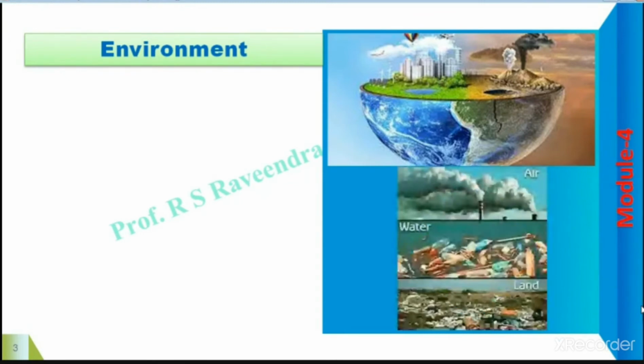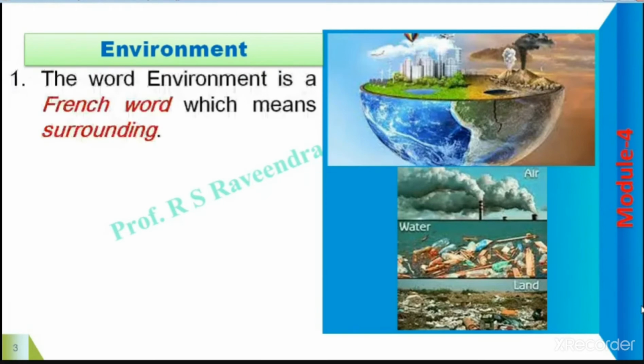We have also another picture here: the air, the water, the land, various types of pollution and causes for the air pollution. We can see the industrial exhaust, that is the fumes coming out of the industries, and the water pollution which occurs due to various human activities, and the land pollution. So in this regard, let us know something about the environment.